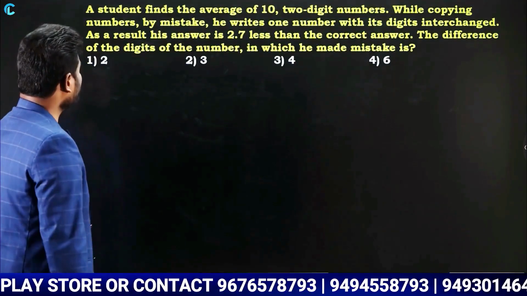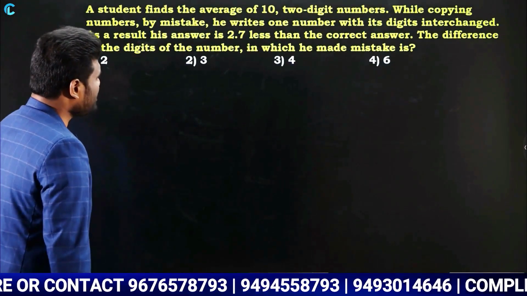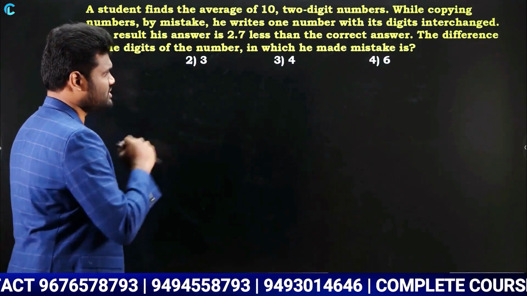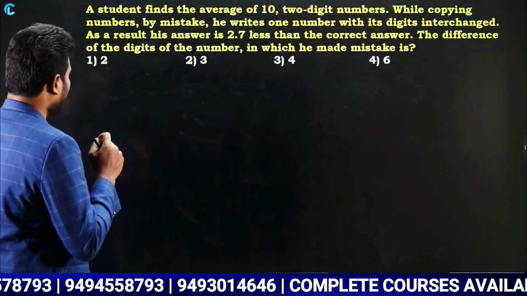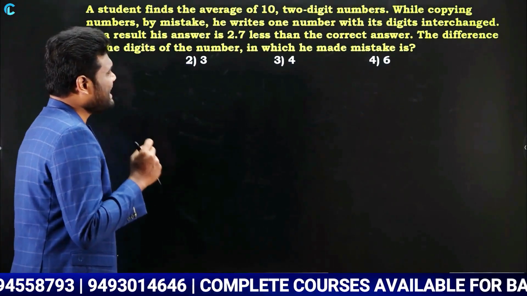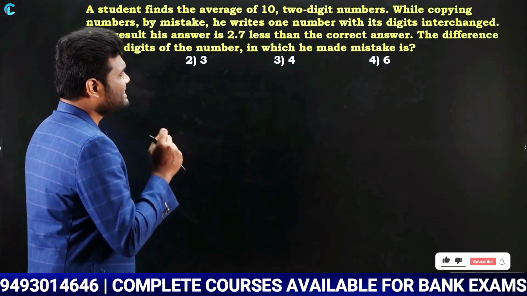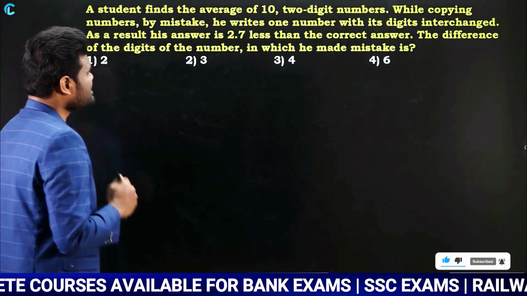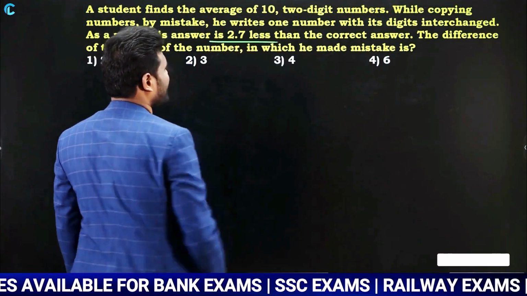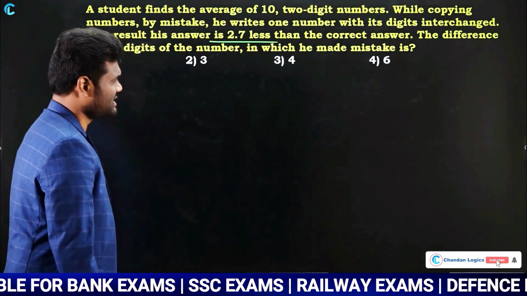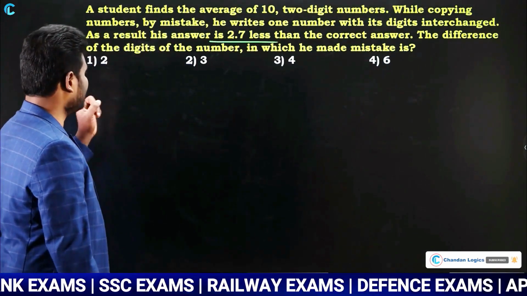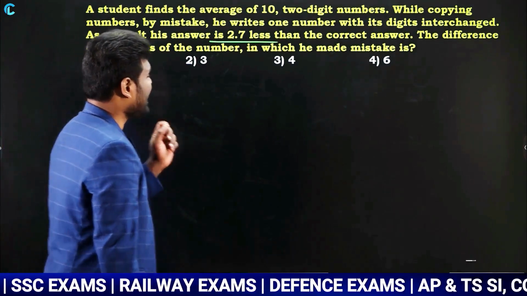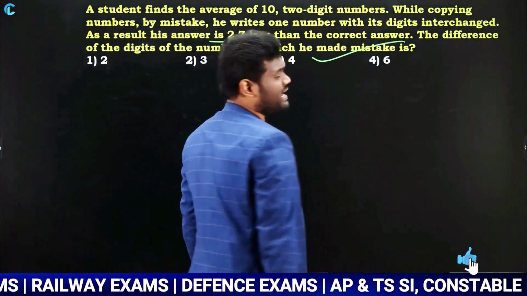Okay. Next question. A student finds the average of 10 two-digit numbers. While copying numbers by mistake, he writes one number with its digits interchanged. As a result, his answer is 2.7 less than the correct answer. The difference of the digits of the number in which he made the mistake is?